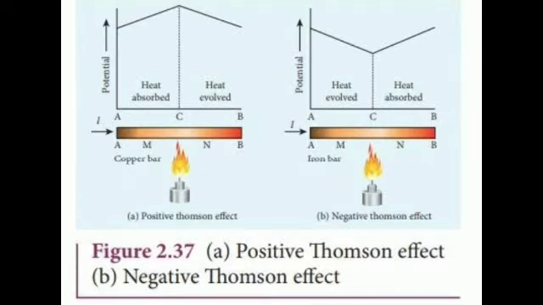Next, Thomson effect. Thomson showed that if two points in a conductor are at different temperatures, the density of electrons at these points will differ, and as a result, a potential difference is created between these points. Thomson effect is also reversible. Thomson effect is of two types: positive Thomson effect and negative Thomson effect. That's all for today's class.